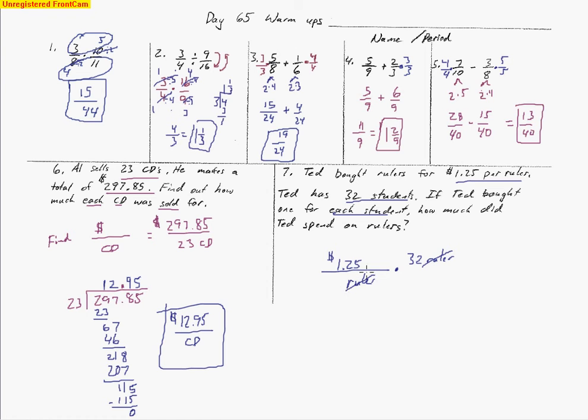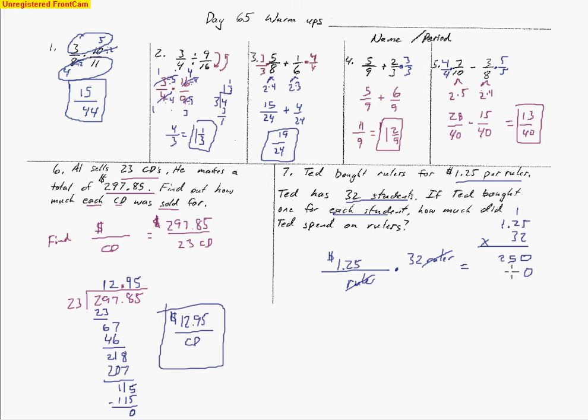And the rulers will cancel. We multiply across, and let's see what we get. 32 times 1.25. So we go ahead and start doing that multiplication. First part we get 10, carry a 1. This makes 4 and 1 make 5. And then 2 and 1 make 2. Add a 0 and move on to the next number.